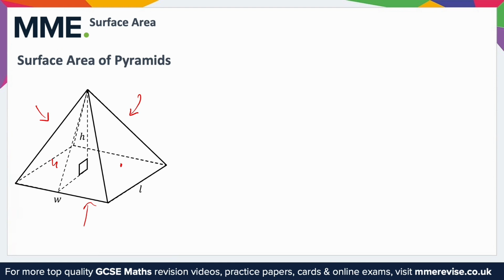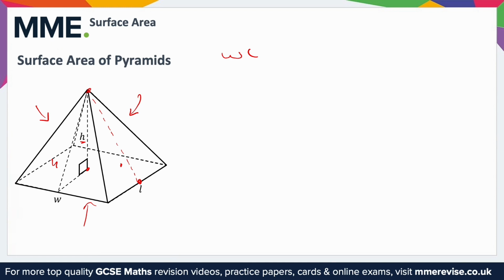Now, working out the base of this is relatively easy, it's just a rectangle, so it's WL. However, working out the triangles is a little bit harder, because in this case, we're not given what we call the slant height. The slant height is the distance from here to here along this diagonal line. We're instead given h, which is the vertical height from the middle of the base to the top of the peak of the pyramid.